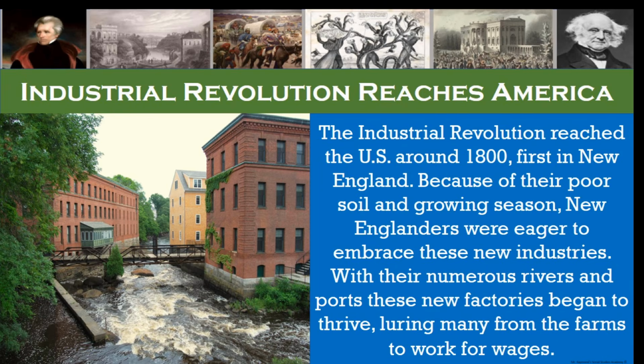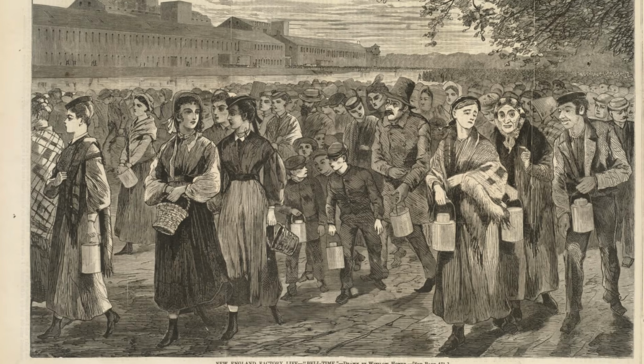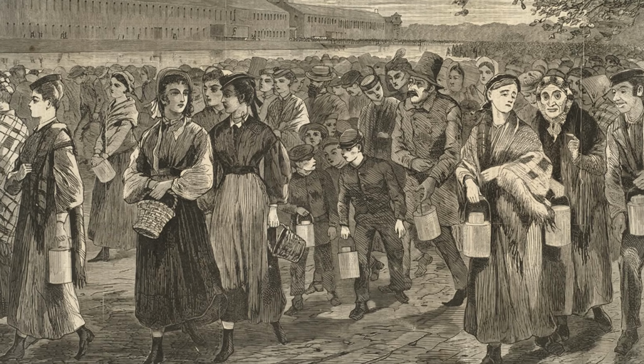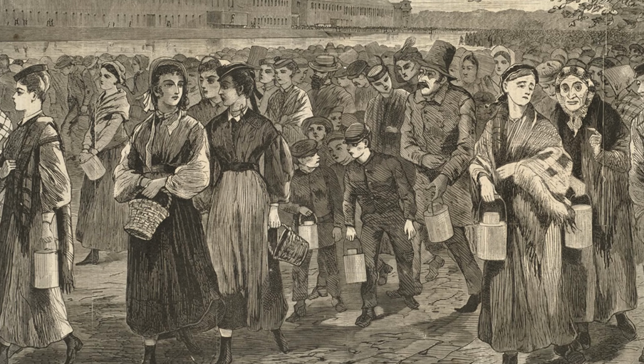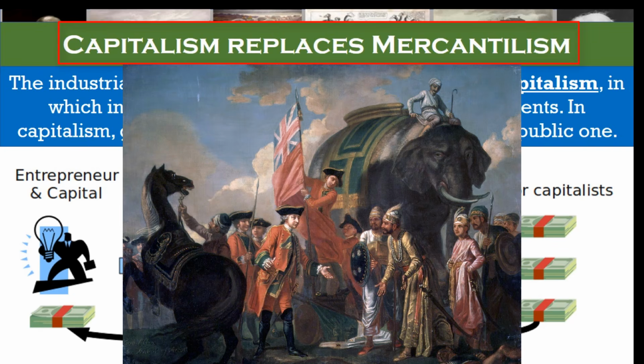With their numerous rivers and ports, these new factories began to thrive, luring many Northerners from farms to work in these factories for wages. The Industrial Revolution was fueled by what is called capitalism, in which individuals control the economy, not governments. In capitalism, growth exists in what we call the private sector, not the public one. And this was a change from our earlier discussions of mercantilism, in which nations and governments controlled the economy.